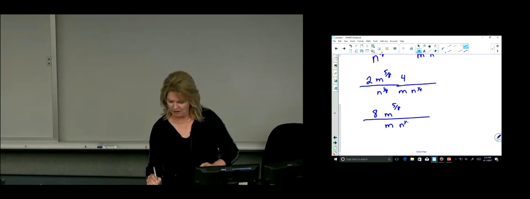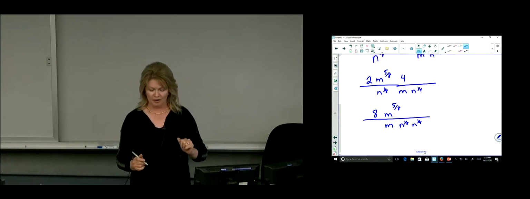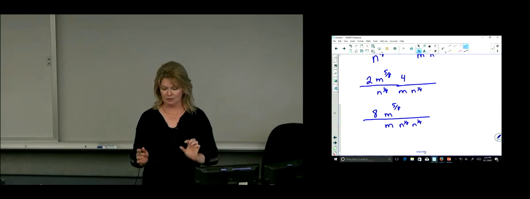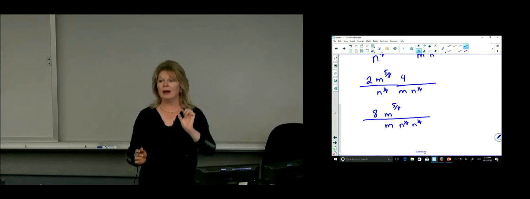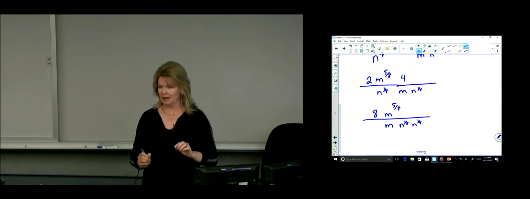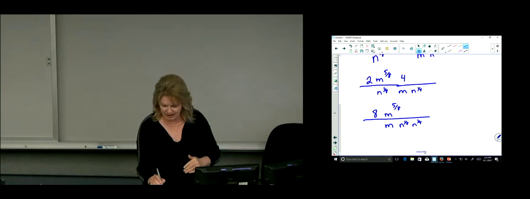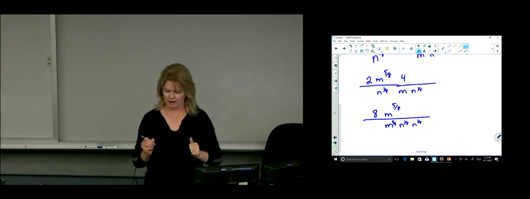I'm just rearranging the order of the ones on the denominator. They're multiplied together, so I can change the order. Now I've got to deal with my m's. I'm dividing like bases, so I'm going to subtract exponents. And this m, which is a 1, is the same thing as 8 over 8. So that's 8/8.